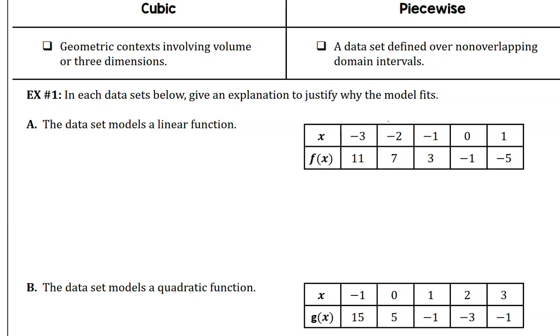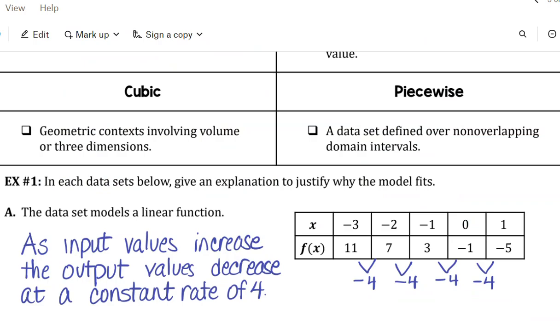If we look at the x values, they're increasing by 1. But if we look at the y values, they're decreasing by 4 each time. Because this first level is consistent, it is a linear function. And what we would say is, as input values increase, the output values decrease at a constant rate of 4. Decrease at a constant rate of 4 is the important part.